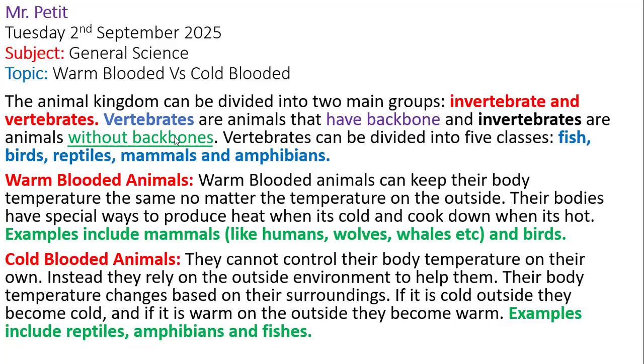So when it's cold on the outside, they're cold. When it's hot, they're hot, right? So they allow the outside environment to dictate their body temperature, okay? But warm-blooded animals are able to control their own body temperature, which means that their body temperature stays relatively constant, right? Okay, so that's the difference.